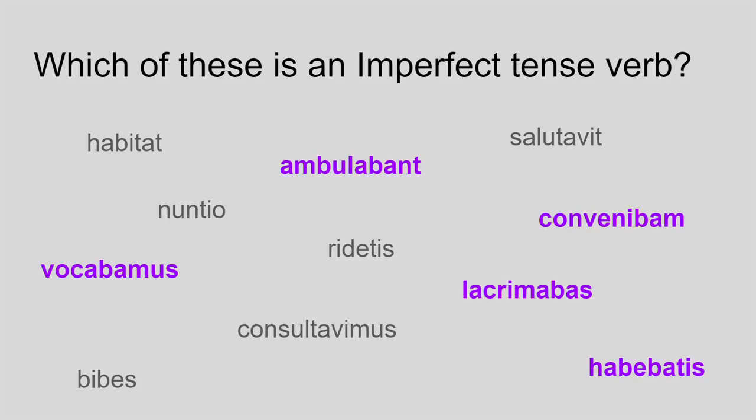Here they all are. Can you see the BA in all of them? Hopefully you can, hopefully you found them, and it was really easy to spot them. So I've got ambulabant, they were walking, conveniebam, I was gathering, lacrimabas, you were weeping, vocabamus, we were shouting, and habebatis, you plural, were holding. Let's try some examples in Latin.